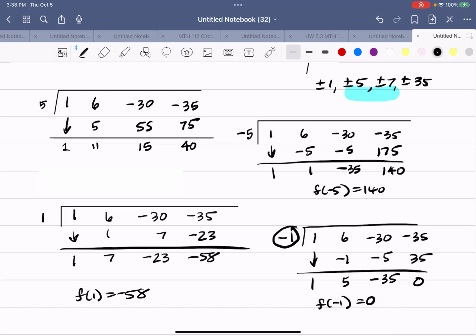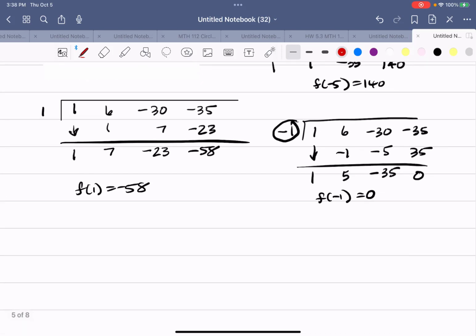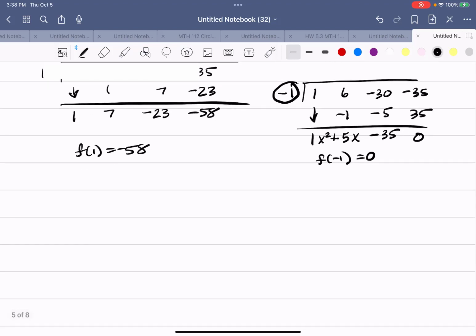Now, I haven't tried all of them. I've tried the 1 and the negative 1. I've tried the 5 and the negative 5. I could go back and I could divide by the plus or minus 7 or the plus or minus 35, but I'm just going to take a look at this polynomial. It's a trinomial. The power has gone down by 1, so it's x squared plus 5x minus 35. So x squared plus 5x minus 35 equals 0.